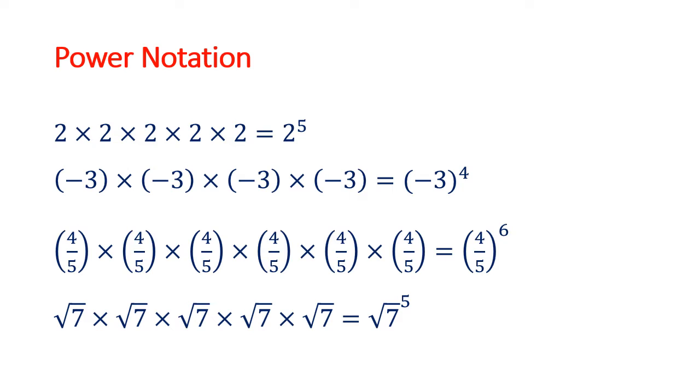So, as you can see here, we have got repeated multiplication. 2 into 2 into 2 into 2 into 2: 2 is multiplied repeatedly 5 times. So it is written in the notation as 2 to the power 5 or 2 raised to 5. In this notation, 5 is called the exponent or power, and 2 is called the base.